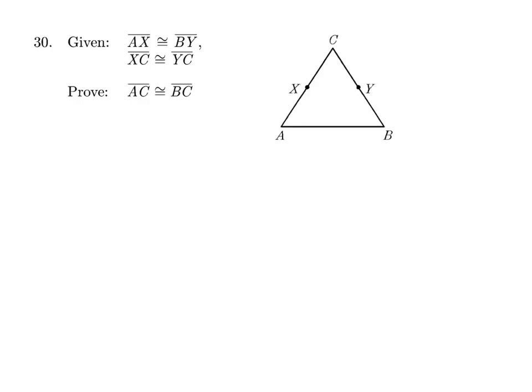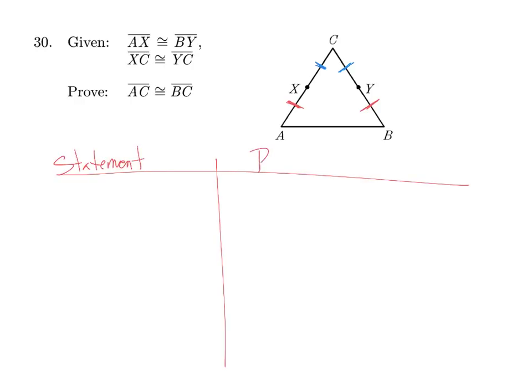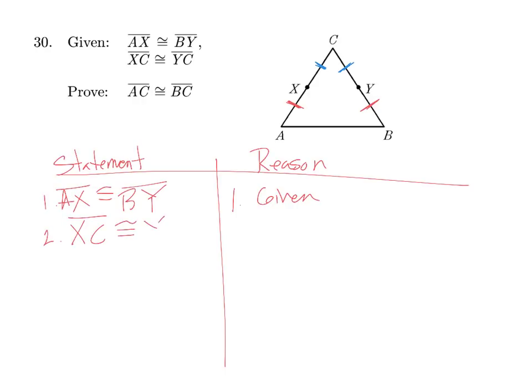All right, so here we have AX is congruent to BY, and XC is congruent to YC. And I want you to show that AC is congruent to BC. Okay, so here I have my statement. Here's my reason. All right, 1, AX is congruent to BY. The reason, given. 2, XC is congruent to YC. The reason, that's given.